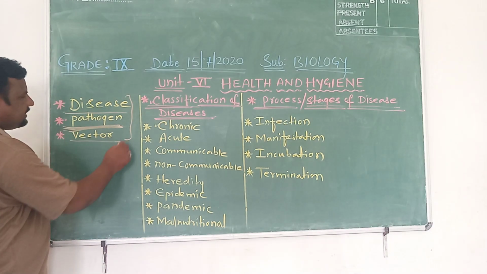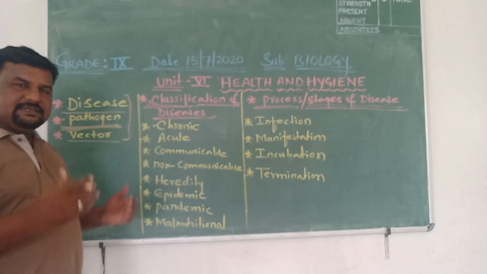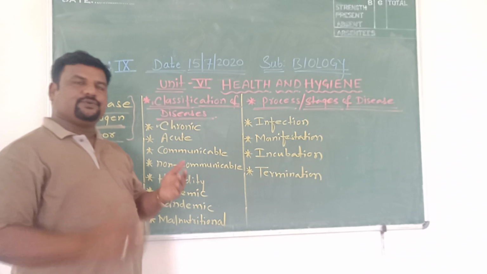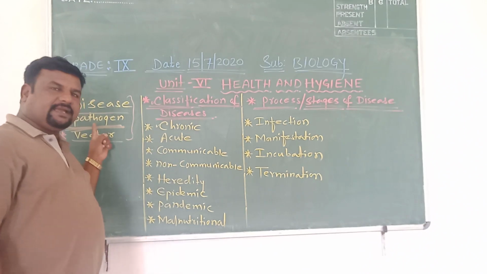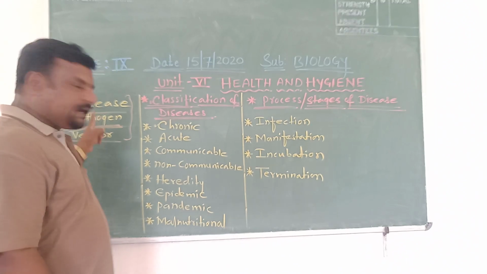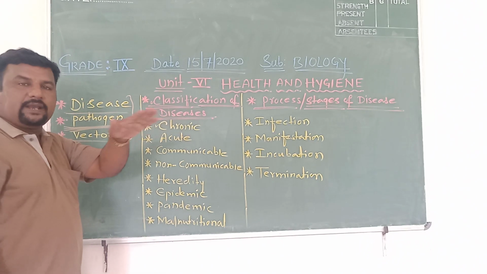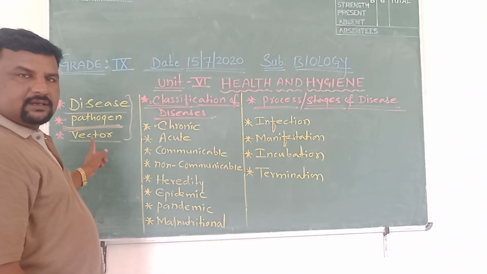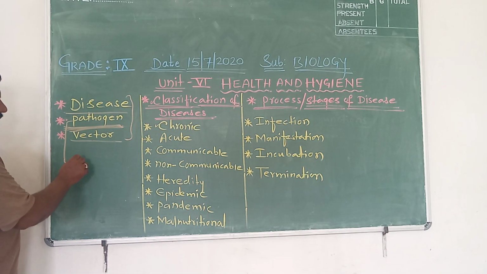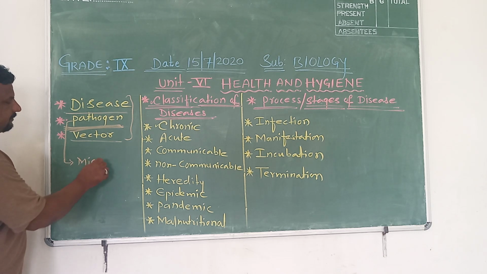And what is a vector? A disease carrying organism. See, there is a difference. Do not get confused. For pathogen, we are saying it's a disease causing organism. It causes the disease, and the vector carries the disease causing organism to us.